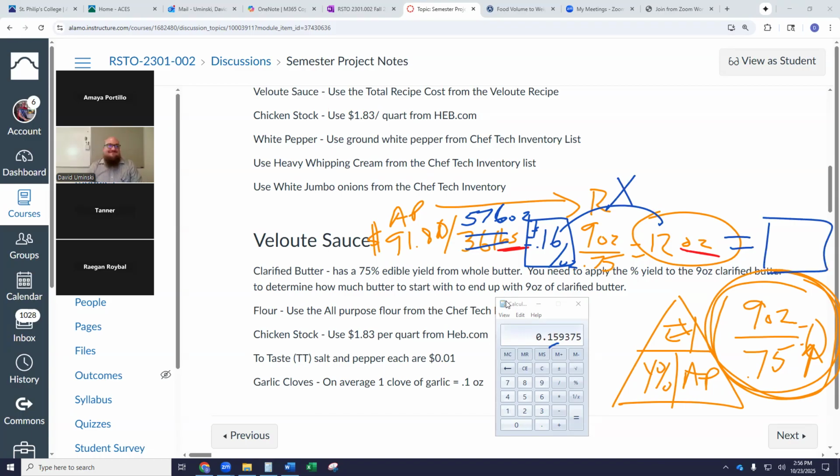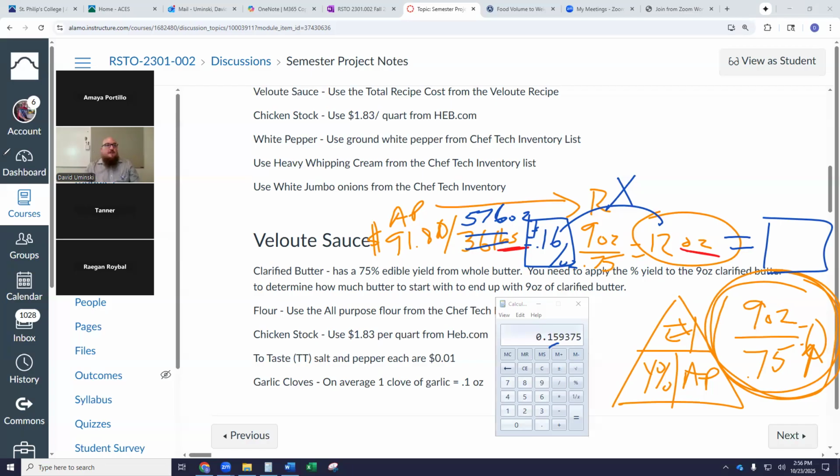Gotcha. I will tell you that this butter is the only ingredient we're going to use yield factor on. Everything else, we're just going to assume it's already set the way it needs to be set, okay? But the clarified butter is the only ingredient we're going to use that yield factor for. I just have to go to the video. This one was for what? Which one? The velouté sauce.